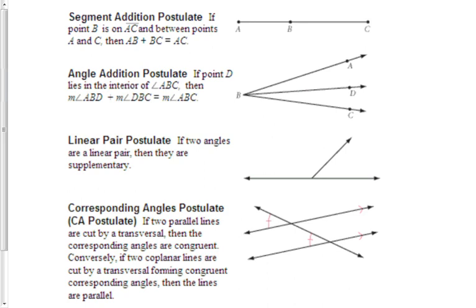We have an angle addition postulate. Linear pair postulate. We've talked about linear pairs. Corresponding angles postulate. If two parallel lines are cut by a transversal, then the corresponding angles are congruent. Conversely, if two coplanar lines are cut by a transversal, forming congruent corresponding angles, then the lines are parallel. We've actually already worked with this in some exercises.